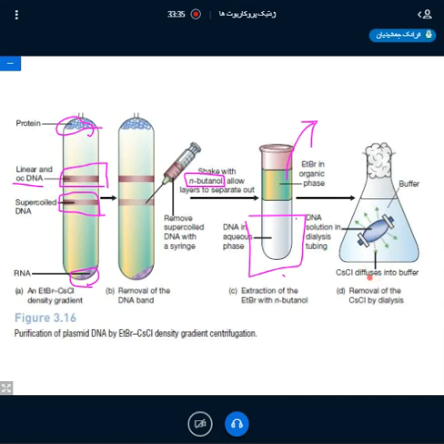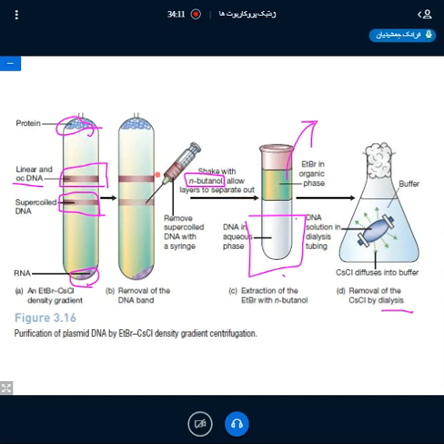We can use dialysis. You all hear about dialysis, yes? In the dialysis, we have some buffer. We want a dialysis tube. And after that, the N-butanol removes ethidium bromide.